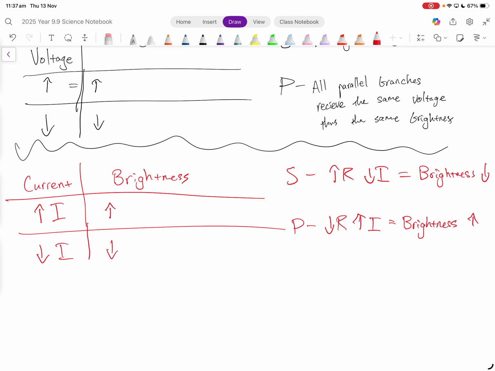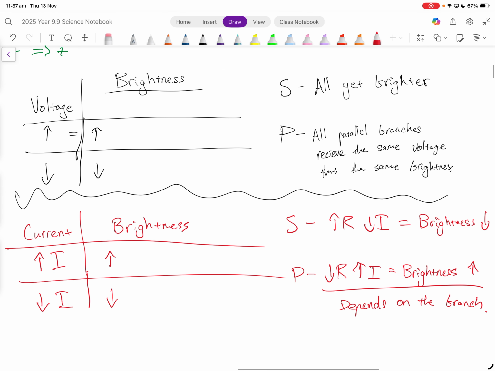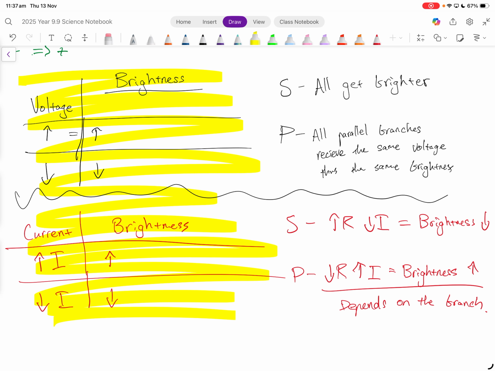Now this, I want to note, depends on the branch. Okay. So for us, I'll be honest, this is your focus. What I've just highlighted in yellow there, that's where you should be really focusing. It's just important to still discuss series and parallel.